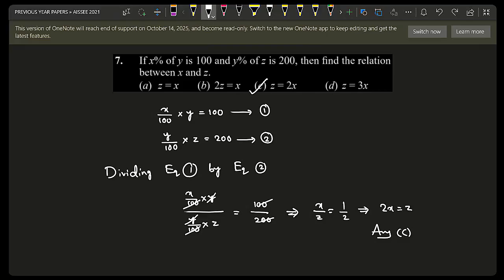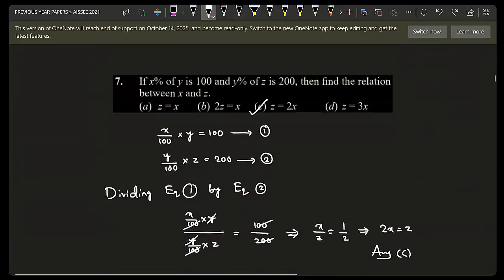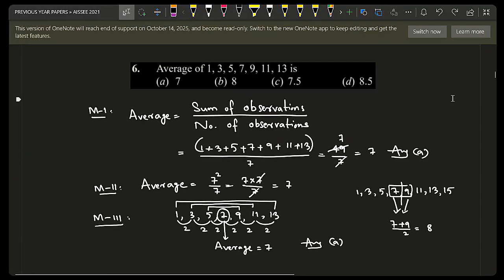Rutvik, what is your doubt? Sir, I have a sixth question doubt. Tell me. If the numbers are all the same, what will the average be, sir? The same number, that number only. Okay, sir. The average of same numbers is equal to that number only.